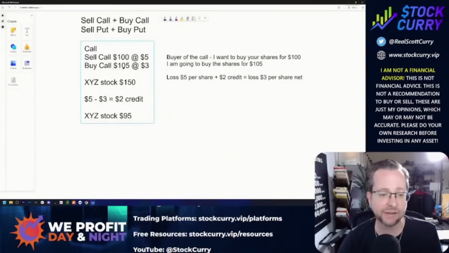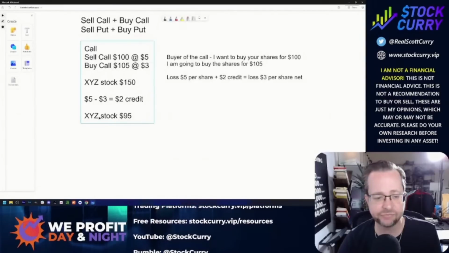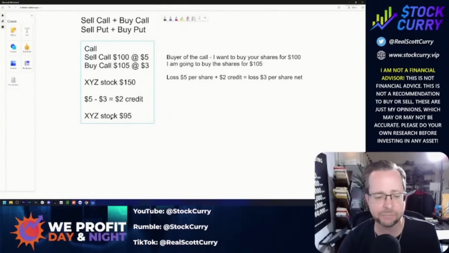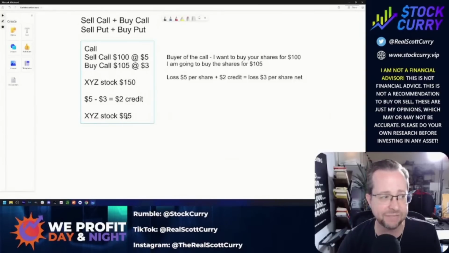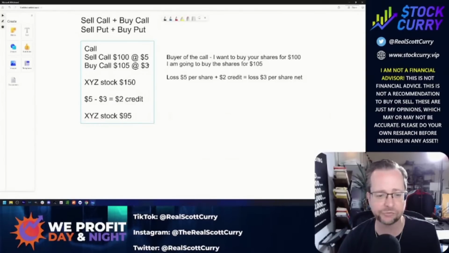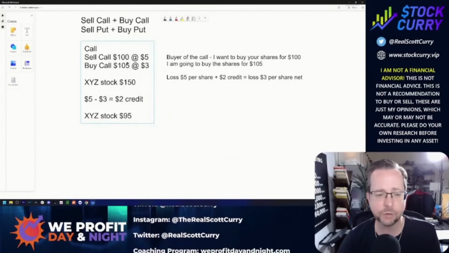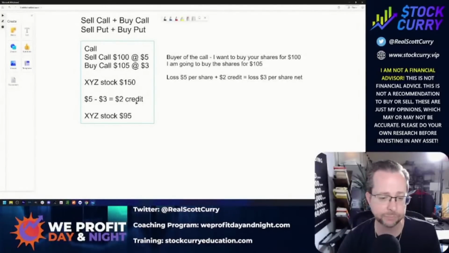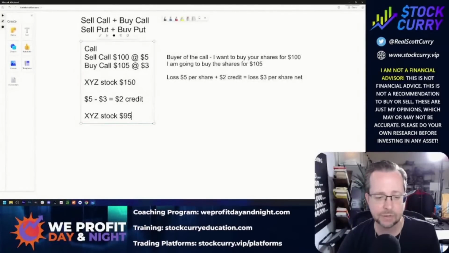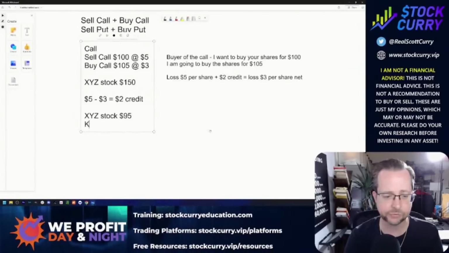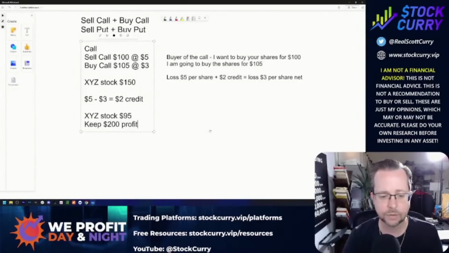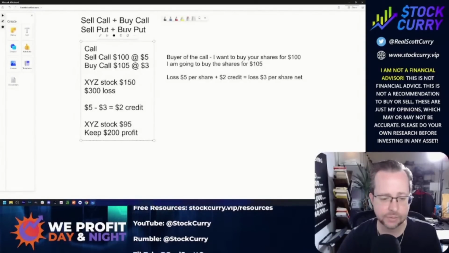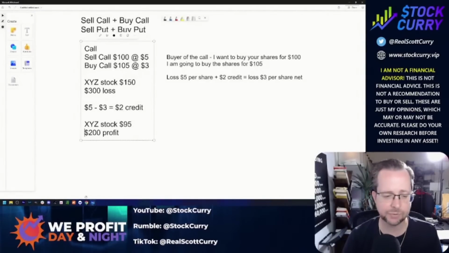Am I going to buy the shares for $105 if I can buy them on the open market for $95? No. So mine expires worthless. So with both of these going to zero and expiring worthless, guess what? I just get to keep my $2 credit, which means I just get to keep my $200 profit. In this particular case, I had a $300 loss. In this particular case, I get a $200 profit.